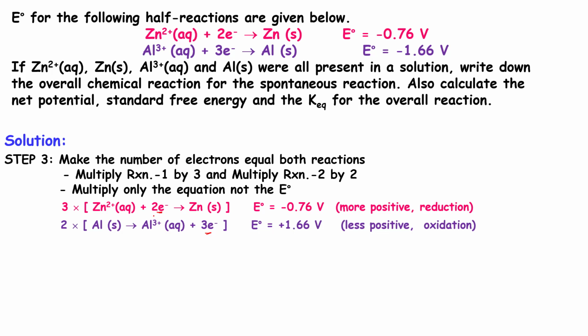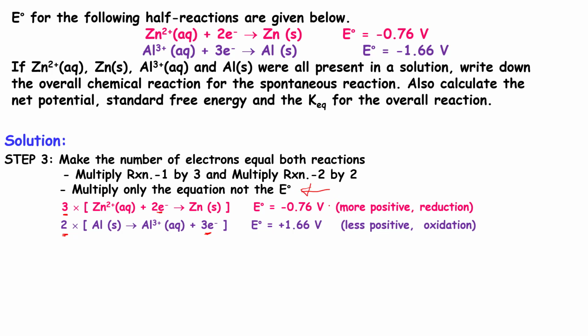So we're going to multiply our first equation, which has 2 electrons, by 3, so that 3 times 2 gives us 6. And then we're going to multiply the whole second equation by 2, so that the 3 electrons, 2 times 3, is going to give us 6. But even though we are multiplying the equations, we should not multiply the voltages. As it says here, multiply the equations, but not the E naught values.